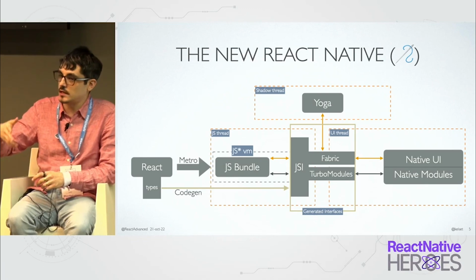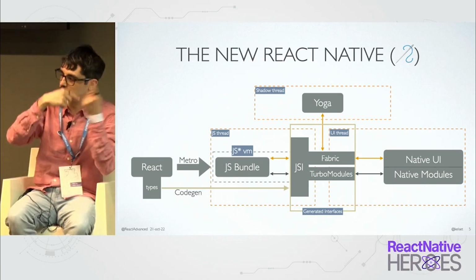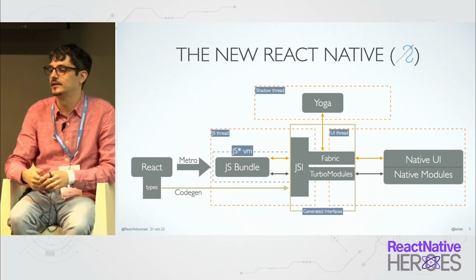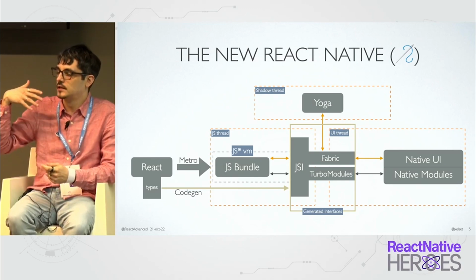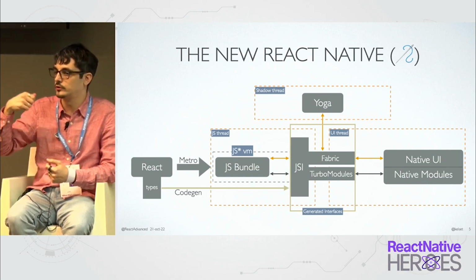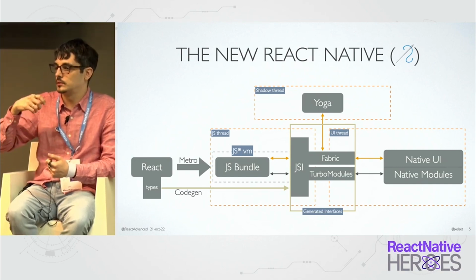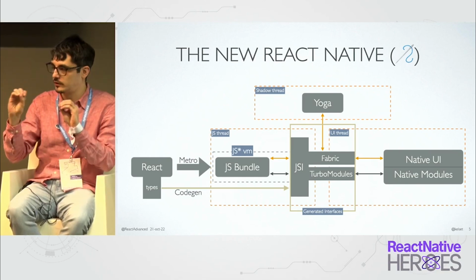On top of this JSI, we have these two elements. One is called Fabric, the one that caused the Paper thing to happen, and the other one is Turbo Modules. So Fabric is basically the part of the new architecture responsible for UI. Basically, it's the new version of view managers, to keep it very, very simple.